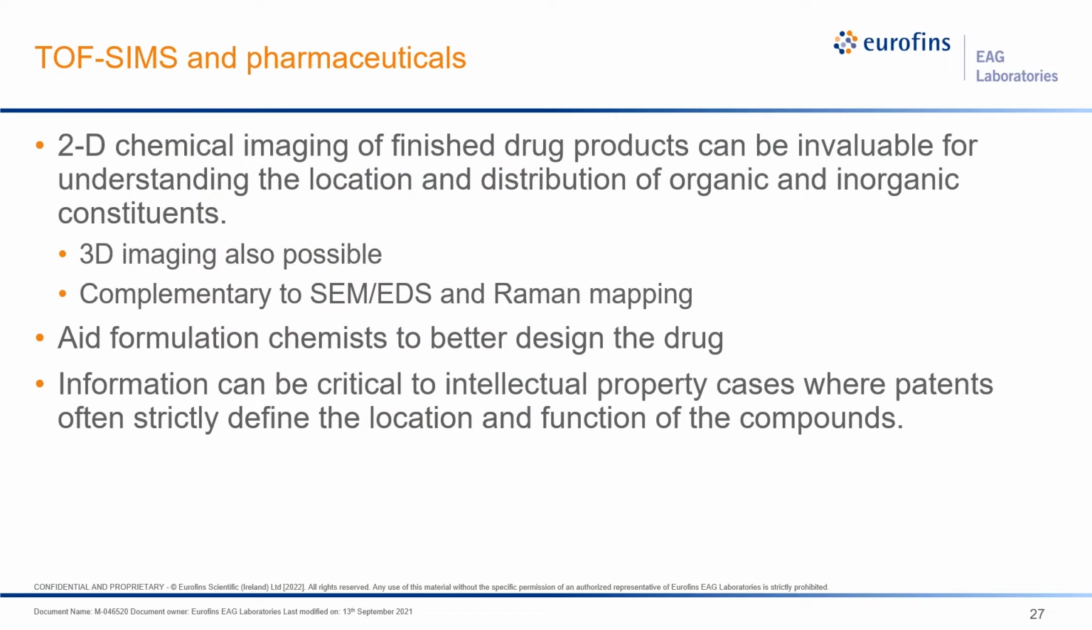Why this matters quite so much is obviously in design of the product, but it's also highly important to understand the structure of your drug from an intellectual property point of view. When drugs come off of their patents and people then make generic versions, that can lead to legal conflict. So TOF-SIMS, along with techniques such as SEM-EDS and Raman mapping, can be one of the very powerful tools to understand where things are located on a sample.